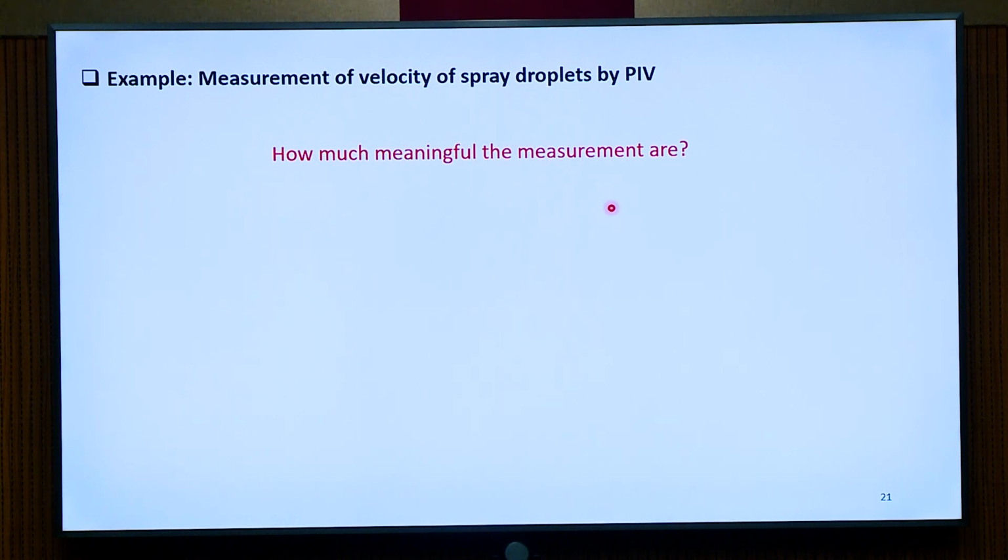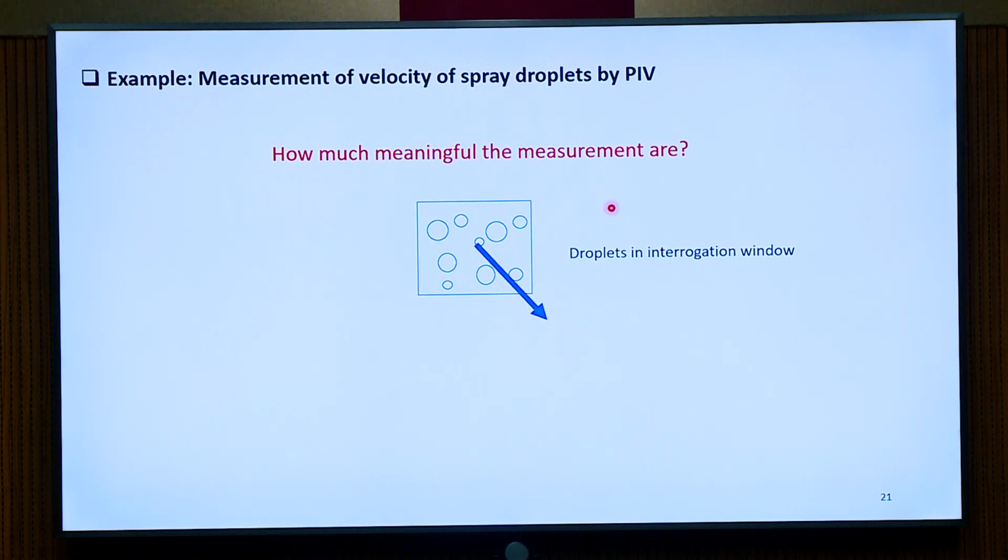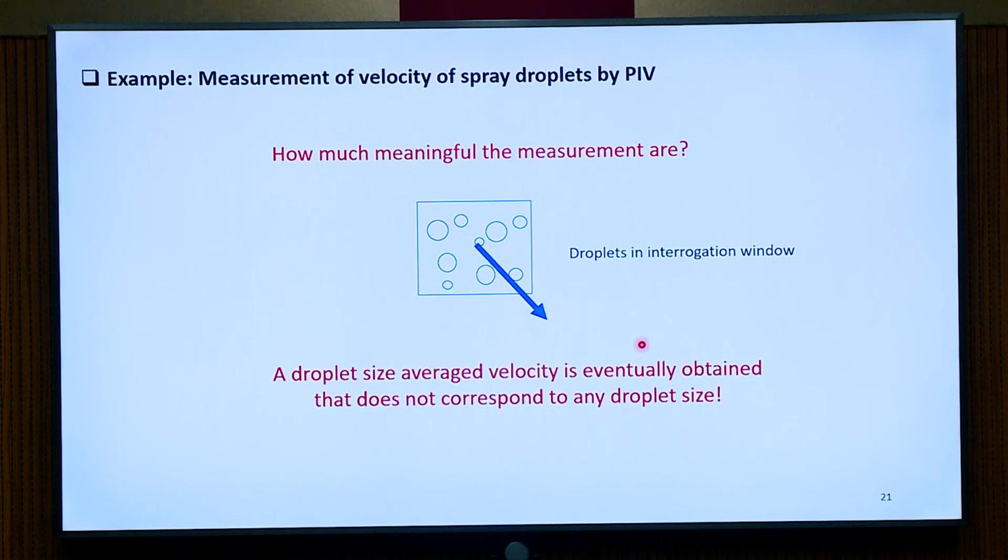Why I am saying this? Because what you measure is basically you are tracking the velocity of a group of droplets. So in the previous case you had tracer particles, but now you have a group of droplets and each droplet has its own velocity. Okay, so when you measure droplet velocity here, this corresponds to which droplet or which droplet size? So eventually you obtain some kind of size-averaged droplet velocity that does not correspond to any droplet size.